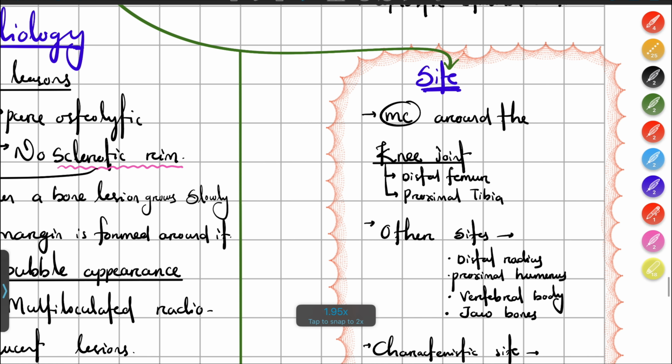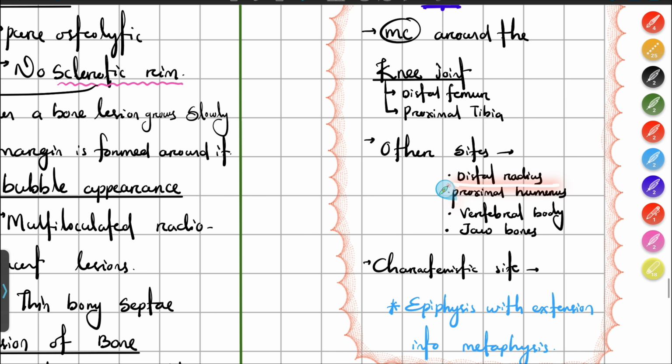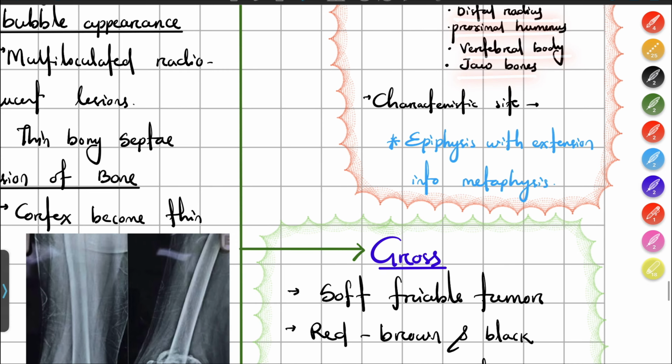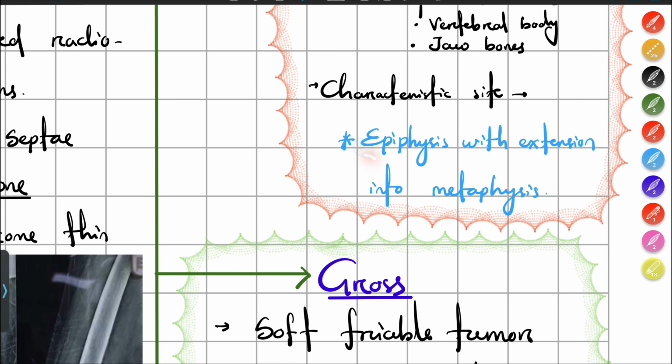So now let's see the most common sites. It is most common in knee joint, in the distal femur and proximal tibia. And the other sites are distal radius, proximal humerus, vertebral body, and jaw bones. The characteristic site is epiphysis with extension into metaphysis.